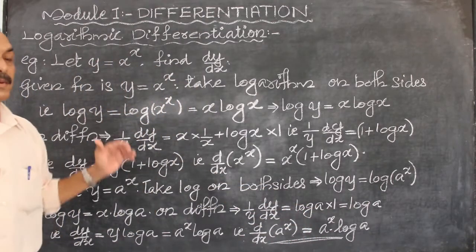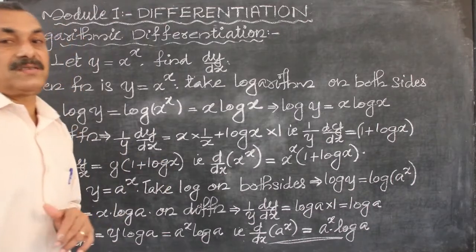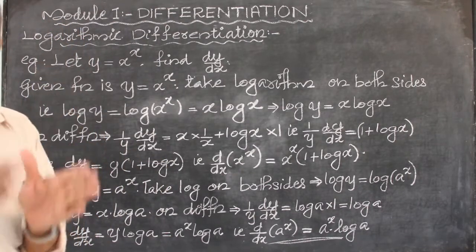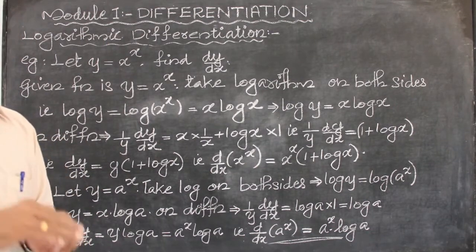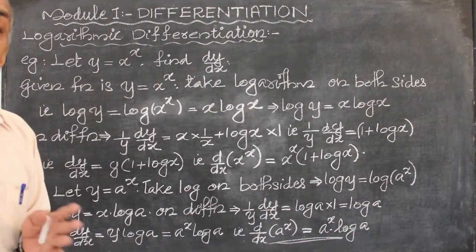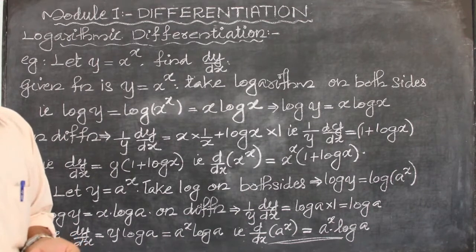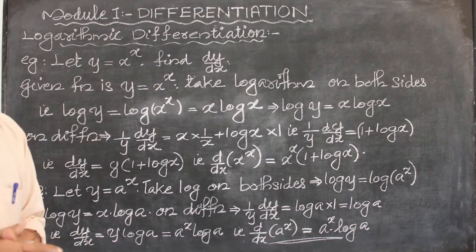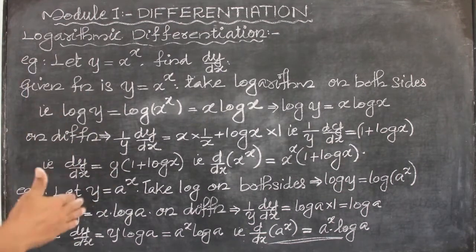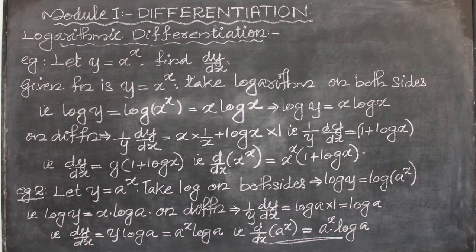Okay? This is the method of logarithmic differentiation. We consider logarithm on both sides, apply the property of the logarithm, then differentiate. Log y derivative is 1 by y into dy by dx. Log u derivative is 1 by u into du by dx, and so on. This is the same. Save it.